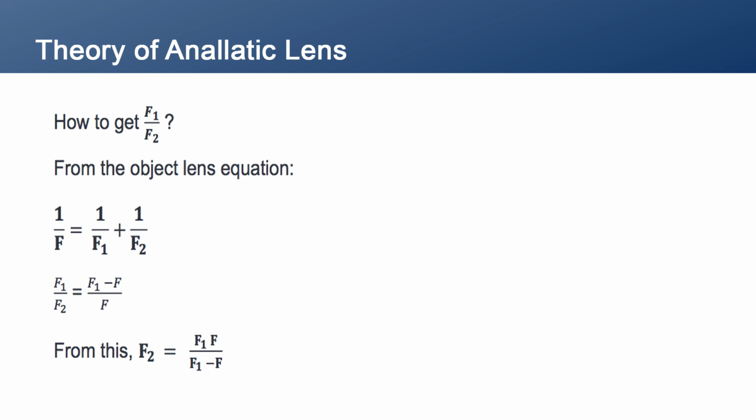Let us see how to get capital F1 by capital F2 first. From the object lens equation, 1 by F is equal to 1 by F1 plus 1 by F2. We rearrange and solve for F1 and F2. So, we get F1 by F2 is equal to F1 minus F by F.